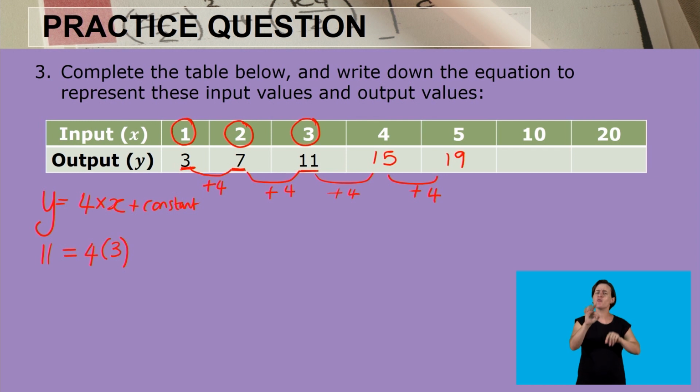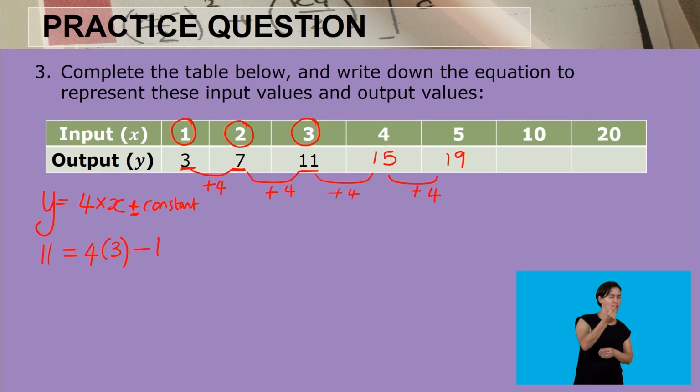Obviously, 4 multiplied by 3 is not 11. We still have to add or subtract that constant. So 4 multiplied by 3 is 12. And how do we get to the 11? We are going to subtract that 1.